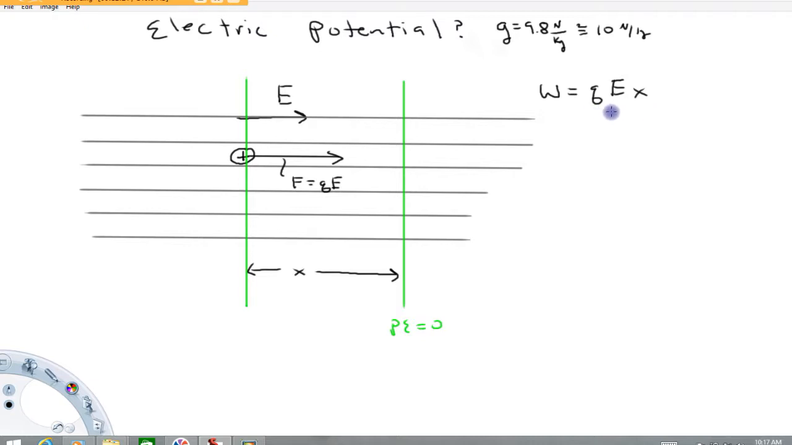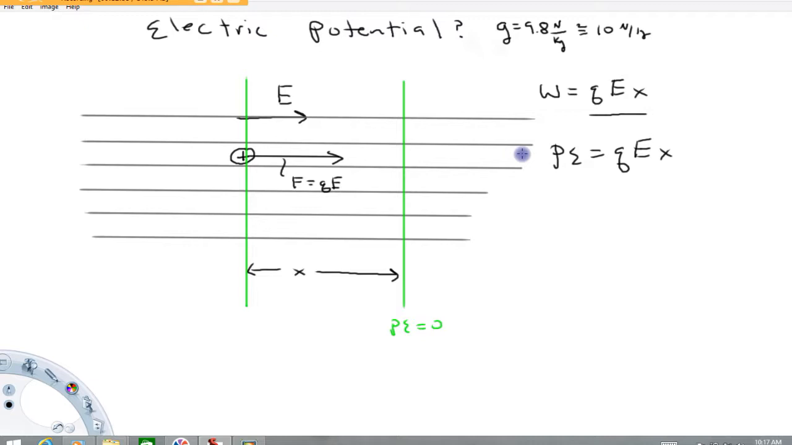This work term is a potential energy. The potential energy, then, of this particle at this location can be described by this equation: charge times the electric field strength times x, where we're measuring x from this datum. Anytime this object's on the left, we would say the potential energy is positive. Anytime this object is here, we'd say it's 0. And when it's over here, we'd say the potential energy is now negative.